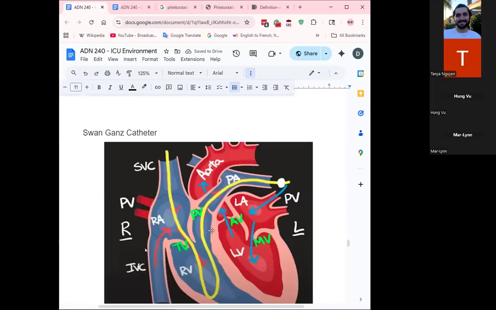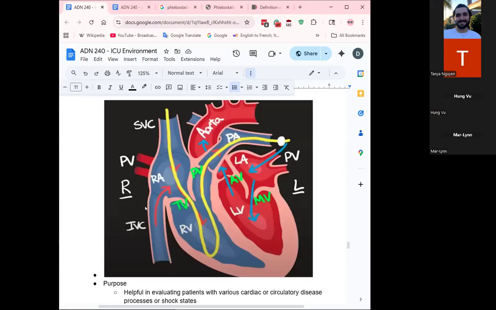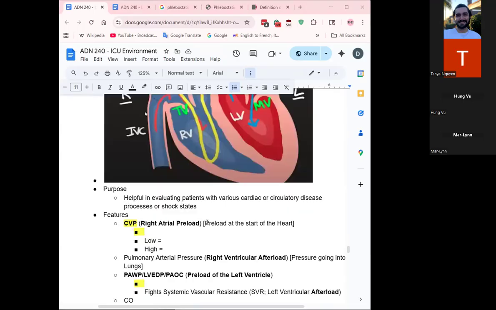Okay, so then we'll move on to the Swan-Ganz, also known as the pulmonary arterial line. The purpose of this is to help evaluate patients with various cardiac and circulatory disease and shock states. Nowadays it's hospital dependent, because from looking it up, it's actually kind of outdated and not used as often anymore. They have less invasive ways of figuring stuff out. But for this class, this is what we're learning, so we'll just deal with it. Although it's worth noting, county hospitals still use PA lines.